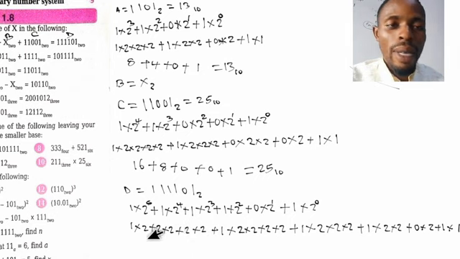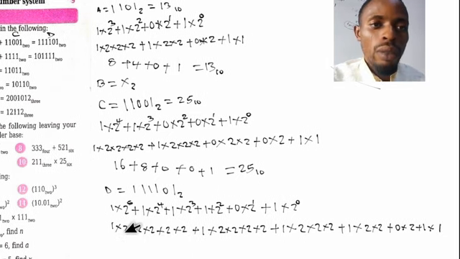So here 1 times 2, that is 2 times 2, that gives us 4 times 2, that is 8 times 2, that is 16 times 2, that is 32. So here I have 32 plus, and next one, that is 1 times 2, that is 2 times 2, that is 4 times 2, that is 8 times 2, that is 16.